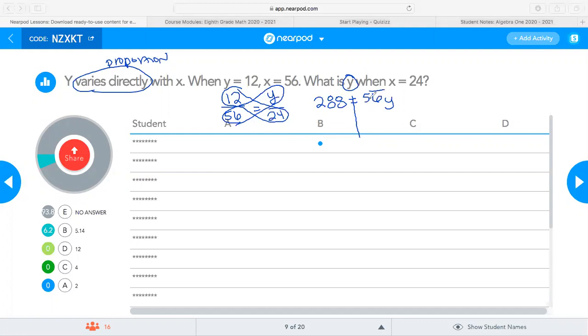And then from here, I'm needing to solve for y. So I gotta get that 56 off the y. 56 and y are multiplied together, so I would divide both sides by 56. And when I do that, 288 divided by 56 will give me 5.14. So y equals 5.14.